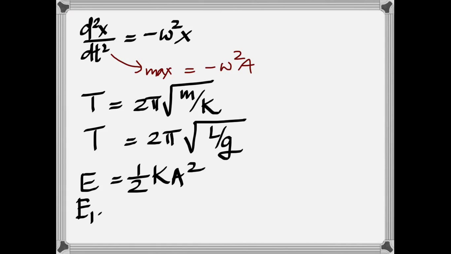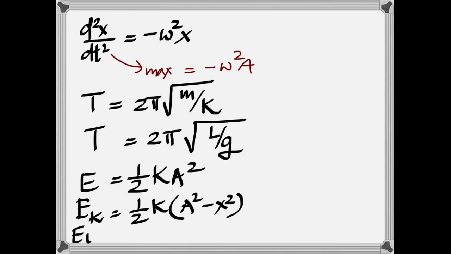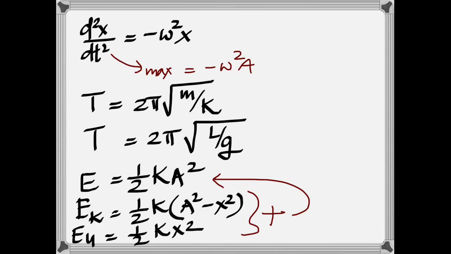Kinetic energy first: 1/2 K (A squared minus x squared). Potential energy is just 1/2 K x squared. An easy way to remember: if you add these two, you should get the total.